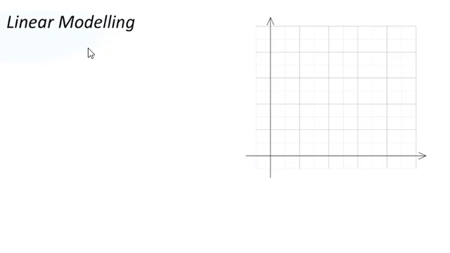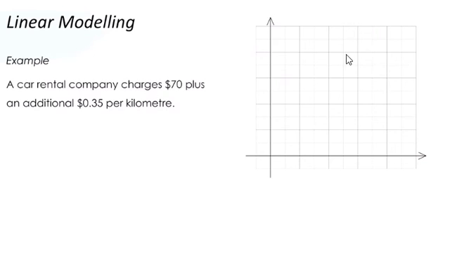Okay, looking at a linear modeling example. So remember, linear modeling is just how we can use a straight line to model a real life application. So here I've got a car rental company that charges $70 plus an additional 35 cents per kilometer. So $70 for a flat rate, and then you get this extra 35 cents per kilometer.